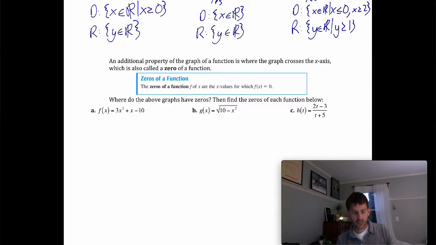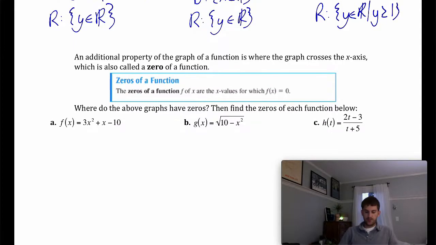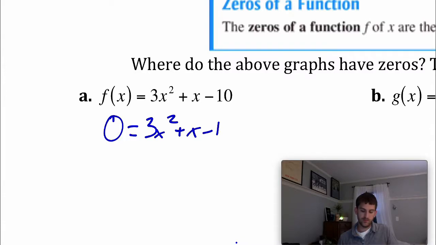Okay, so for this next part, we're talking about an additional property called zeros. An additional property of the graph, where the graph crosses the x-axis, we call those zeros. The zeros of a function f of x are the x values that make f of x equal to 0. In other words, say for example, we're taking a look at letter A, we're going to solve for the x values that make this equation true.